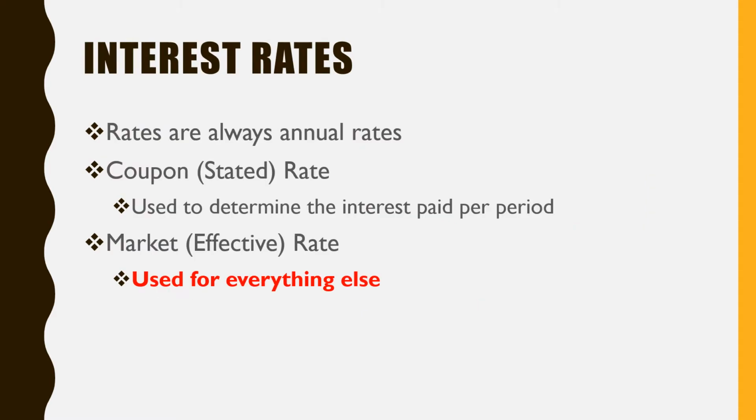The interest rates, remember, are always annual rates. The coupon rate is used to determine the interest rate per period. So that's those annual payments, but once you know that, just throw that out because everything else uses the market or the effective rate. So that's what you use for all your present valuing.